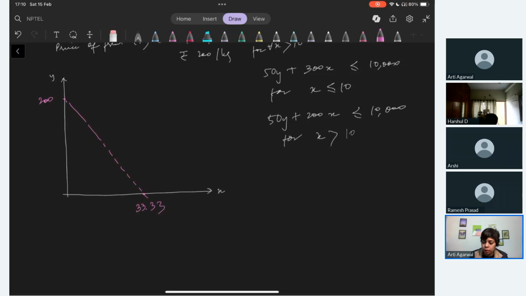In the second case, the y-intercept is the same because 10,000 by 50 is still 200. The x-intercept is different, right? It's 10,000 divided by 200 now instead of 300. So this is, say, 50 here. Okay, so this is for x greater than or equal to 10. Let me also mark this value of 10 here because this is where the equation is going to change, and there should be a difference somewhere.